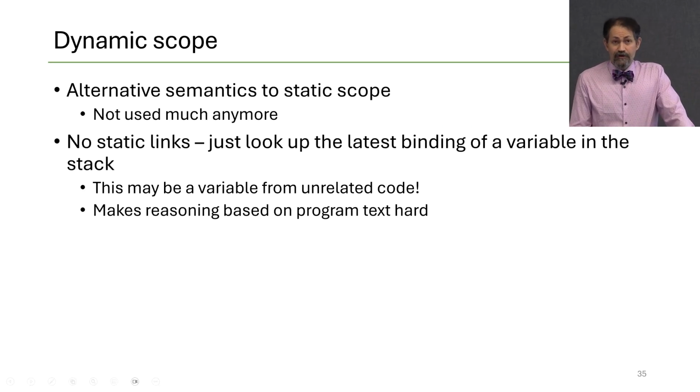There's another kind of scoping called dynamic scoping, which is an alternative to static scope. It's not used very much anymore. It was initially used because it was simple and because we didn't know any better. But it turns out to be the wrong thing most of the time.